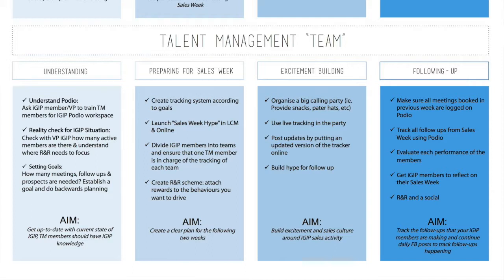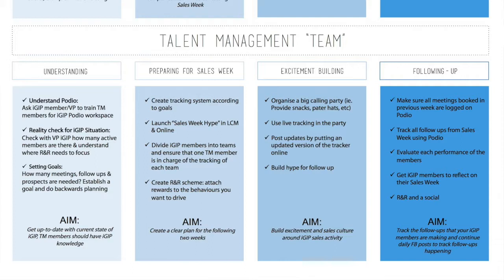Again, we recommend that you book a meeting with your VP iGIP and together you sit down to evaluate the performance of every iGIP member during Sales Week. Not only does this help you to identify your top sellers in your LC, but it also helps you understand which members need more training and who needs to have a bit more confidence building. You can also ask the iGIP members to reflect on their sales week and get them to give you feedback on how to make it better next time round.